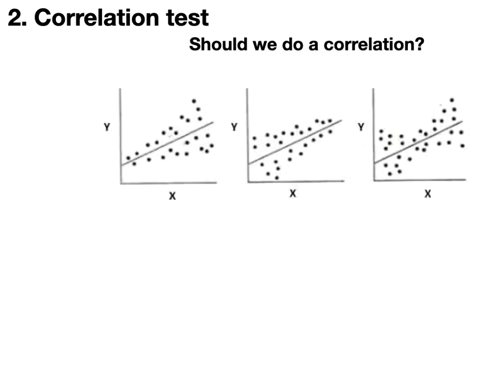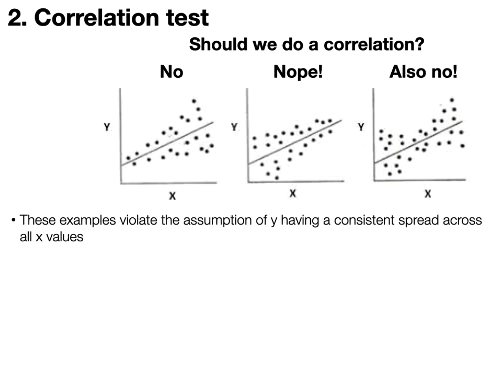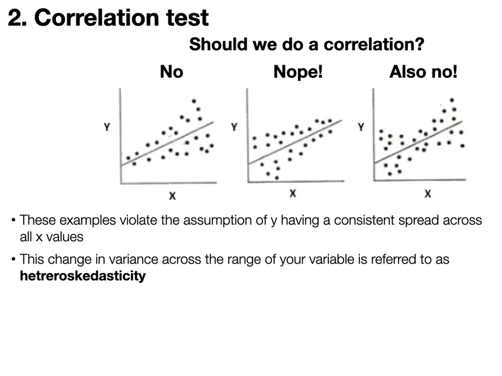Okay, so here are some examples of scatter plots, 3 different situations of y and x's relationship. And the question is, should we run a correlation test in these examples? Well, no, not in any of these cases, because all 3 of these cases represent cases where the spread or the variance in y changes with values of x. So they're violating this assumption of having consistent spread across x values. This change in variance across values of x is referred to as heteroskedasticity. So heteroskedasticity just means like the variance is variable.